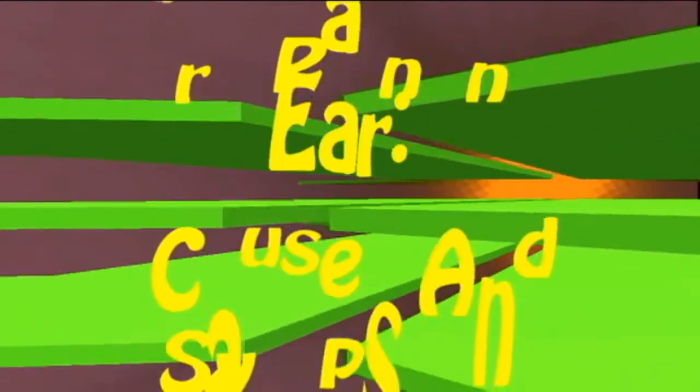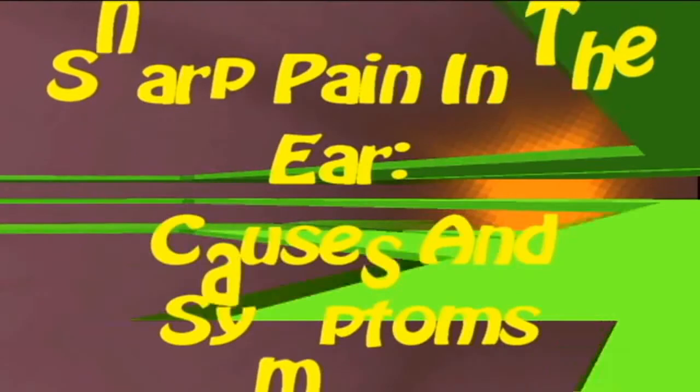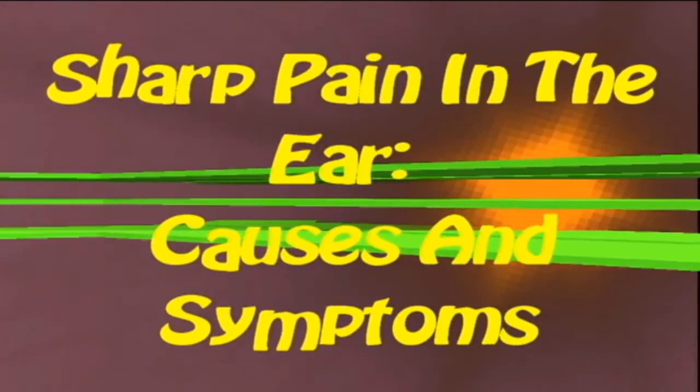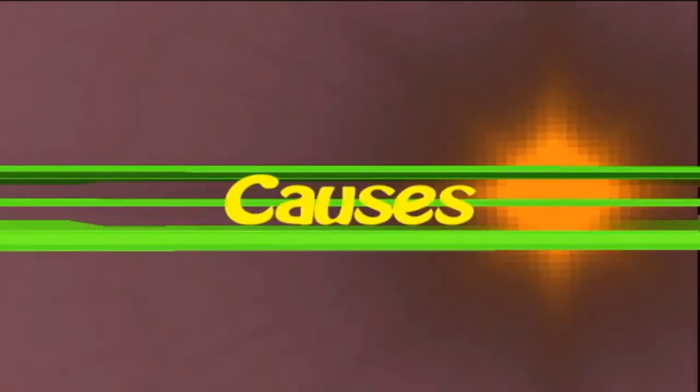If the pain comes from within the ear, doctors call it primary otalgia. If it originates outside the ear, the term is secondary otalgia. In this video, we describe the many possible causes and their accompanying symptoms, and how to prevent ear pain. Causes.